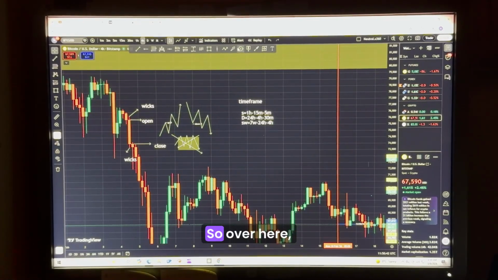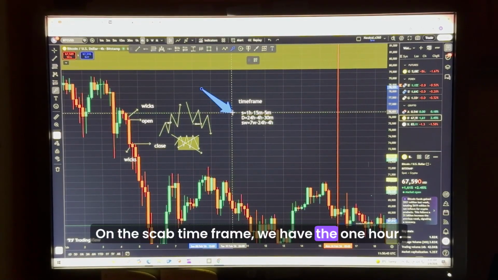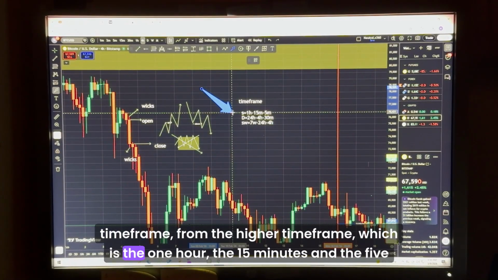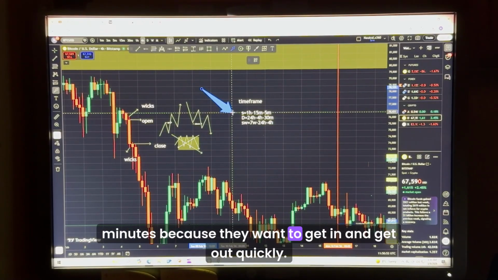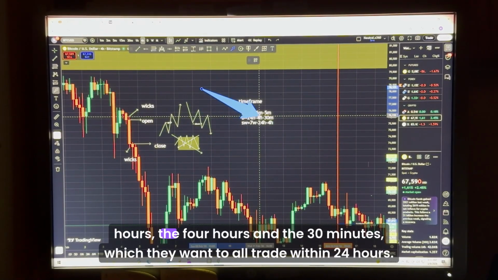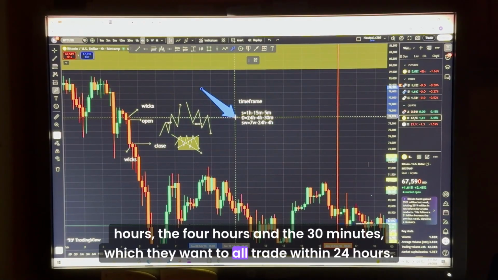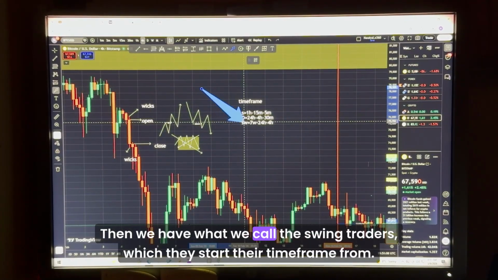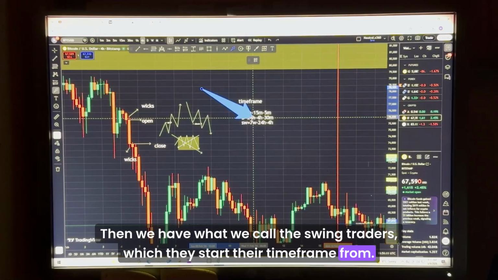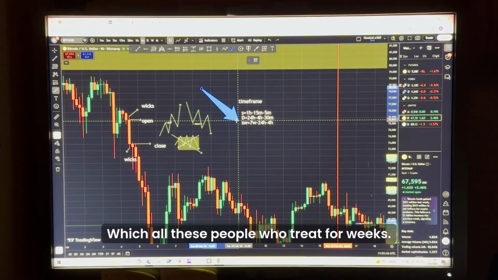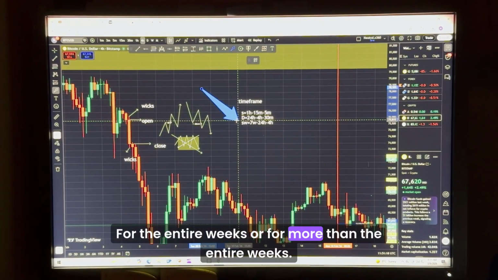Over here on the scalp time frame, we have the 1 hour. The scalpers analyze from the higher time frames, which are the 1 hour, the 15 minutes, and the 5 minutes, because they want to get in and get out quickly. Then we have the day traders, who start their analysis from the 24 hours, the 4 hours, and the 30 minutes, and they want to trade within 24 hours. They don't want to pass 24 hours. Then we have the swing traders, who start their time frame from the weekly, the 24 hours, and the 4 hours. All these people trade for weeks, for the entire week or for more than the entire week.